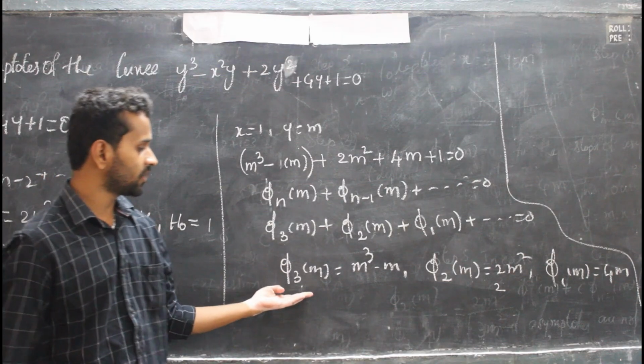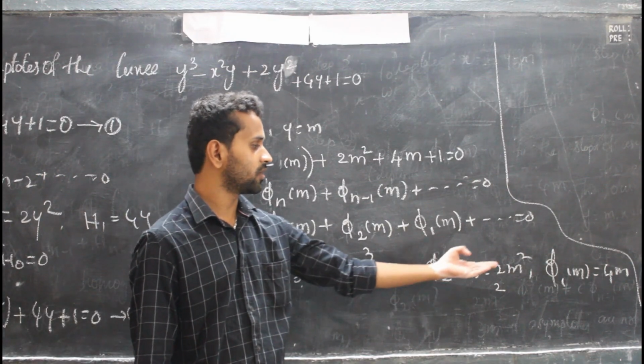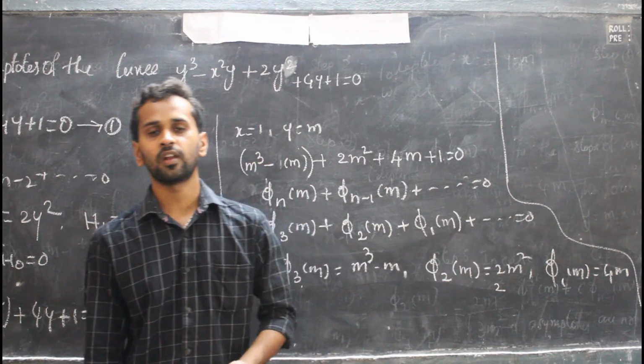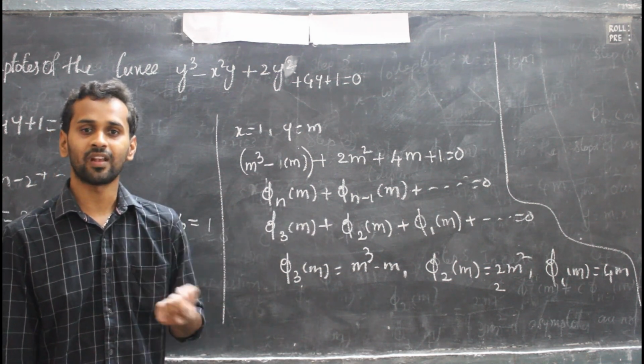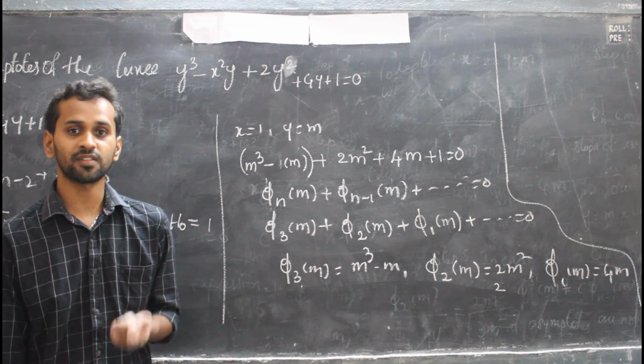So after finding phi 3 of m, phi 2 of m and phi 1 of m from the previous step, our intention now is to find the m values. How to find the m values? For that, what do I need to consider here?